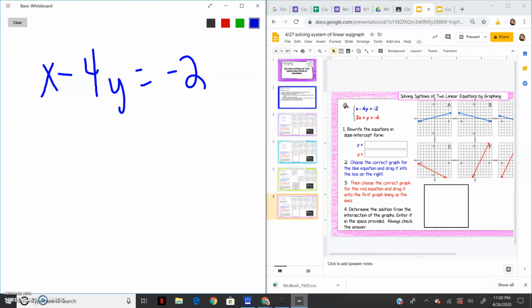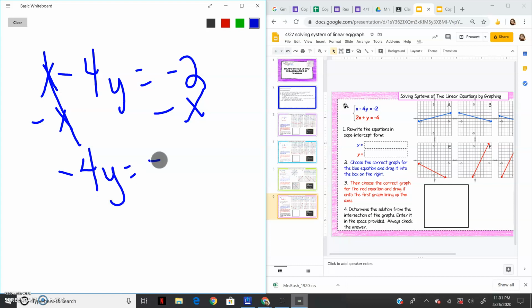Okay, so first thing we're going to do is subtract x on both sides. This cancels out here, but these don't combine. So you've got negative 4y equals, remember x goes first.